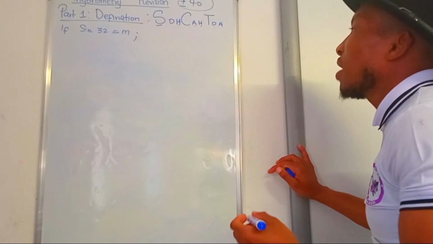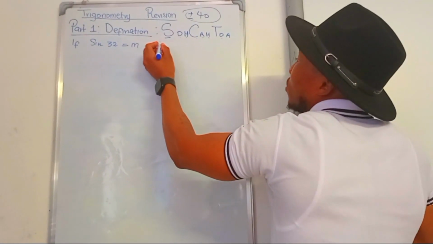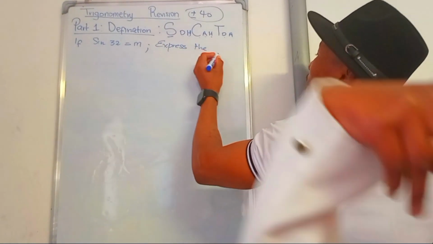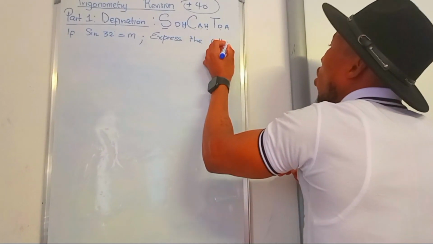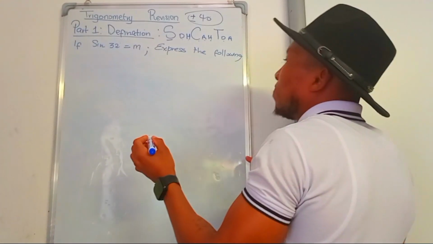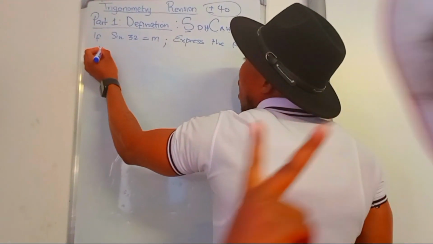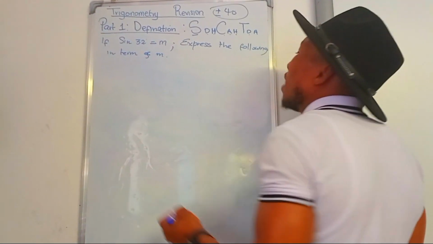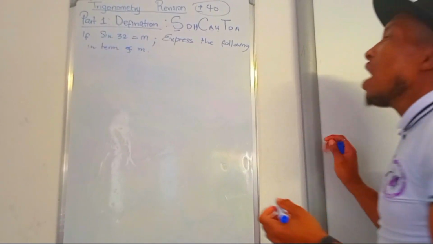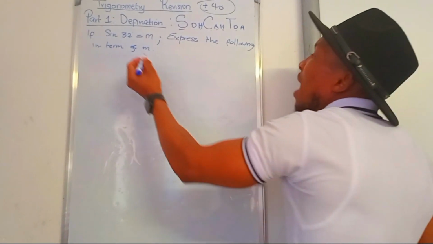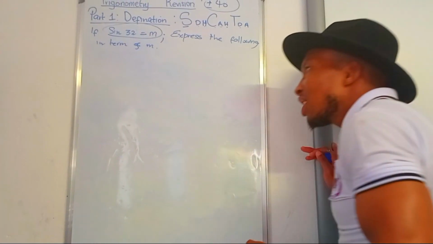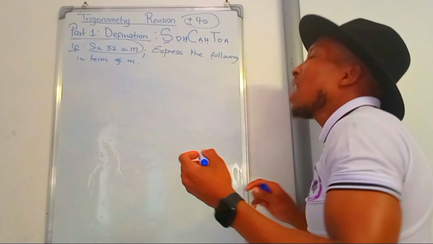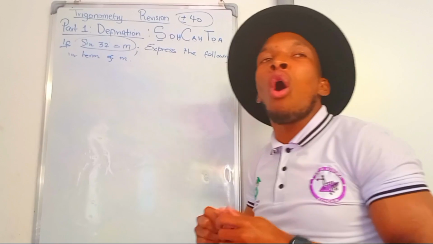Then after that, they're just going to say: express the following trig ratios in terms of m. All right. Then the first thing we need to understand with this instruction that is in front of the "if": this instruction is just directing you to go and draw a diagram.